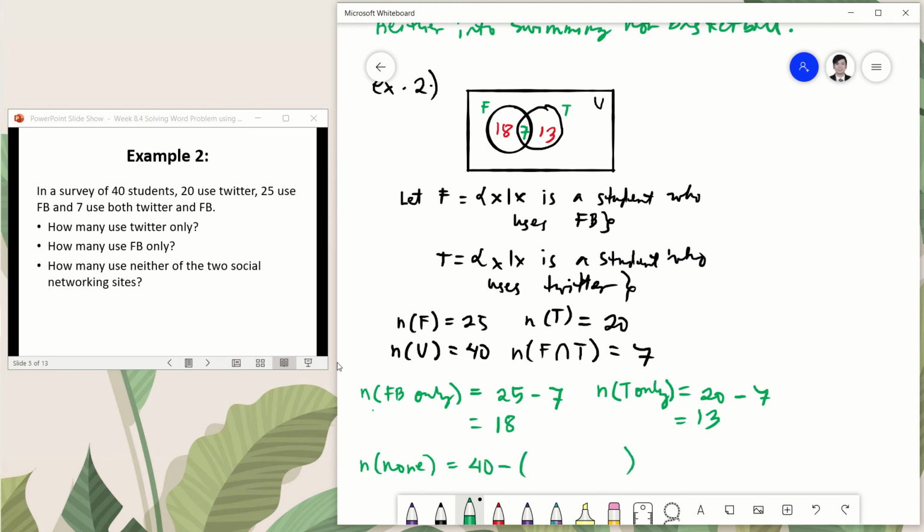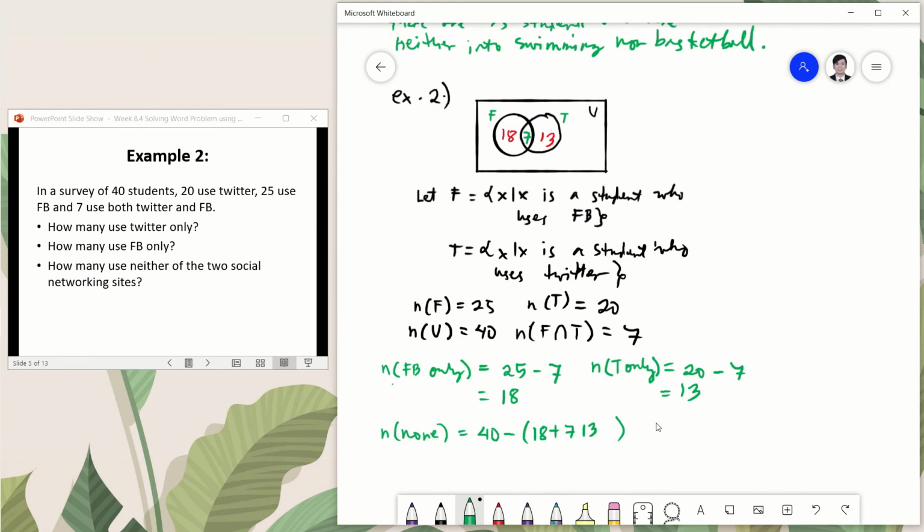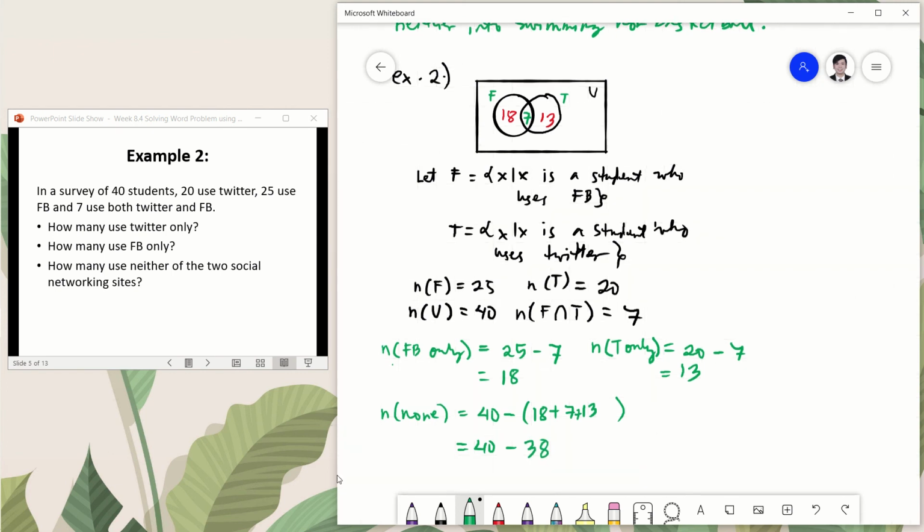minus the union. Take note, what you need to subtract here is the sum of all those who love FB only, Twitter only, and both. So 18 plus 7 plus 13. If you add 18 plus 7 plus 13, so there's a plus here, I forgot. 18 plus 7 is 25. 25 plus 13 is 38. And 40 minus 38 will give us 2.